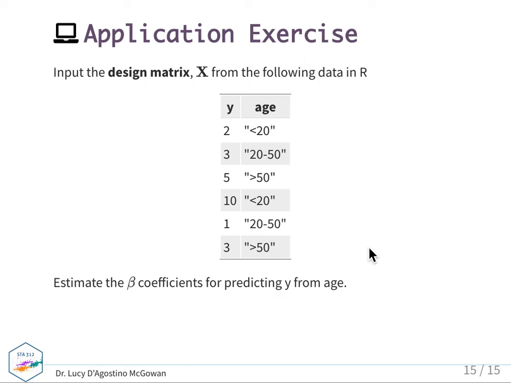Okay, so I want you to do an application exercise. What I want you to do is create a design matrix X from this data here. So this data has a Y variable in the first column, so an outcome, and then it has a categorical variable age. And so I want you to transform this categorical variable age into a number of indicator variables. And then I want you to use those indicator variables in a design matrix X. And then I want you to use that design matrix X along with a vector Y to estimate beta coefficients for predicting Y from age.